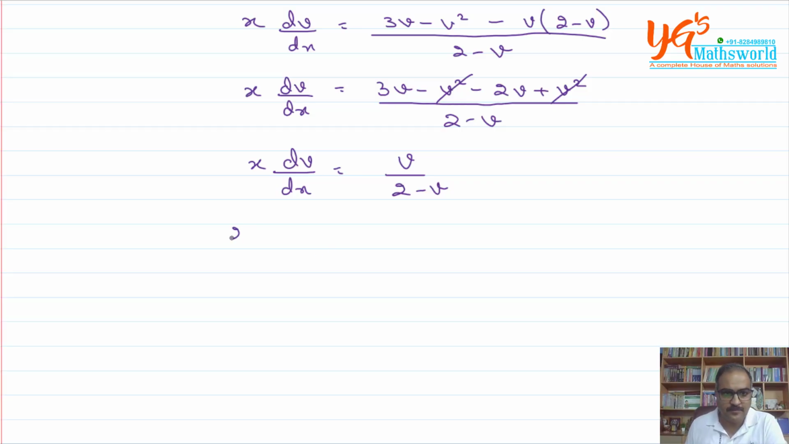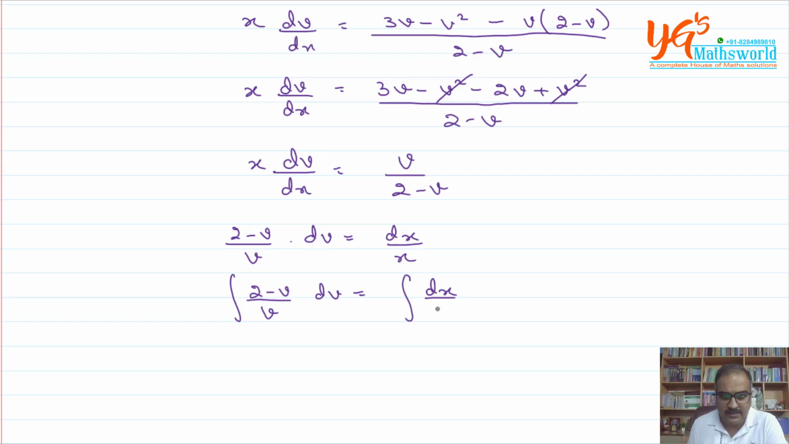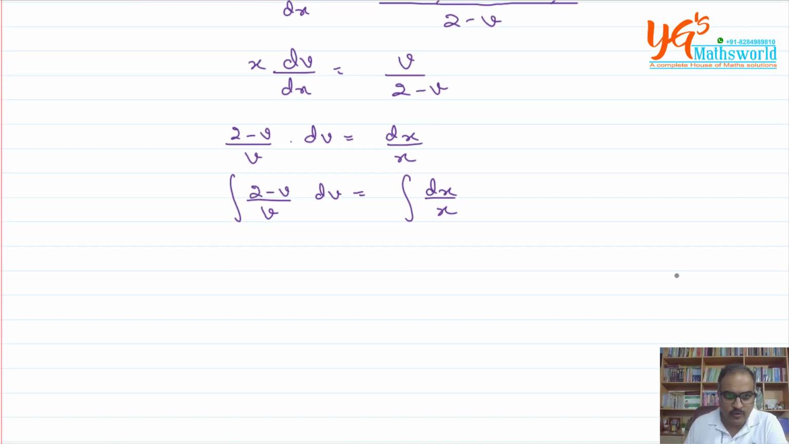So it will be (2 minus v) over v into dv is equal to dx over x, and integrating both sides, integral of (2 minus v) over v dv is equal to integral of dx over x. So integrating both sides, what I got: 2 upon v means 2 times log v minus v upon v, integration of 1 will be v, is equal to integration of 1 upon x will be log of x plus log of c.